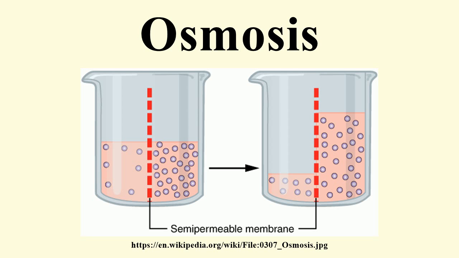When a plant cell is placed in a solution that is hypotonic relative to the cytoplasm, water moves into the cell and the cell swells to become turgid.